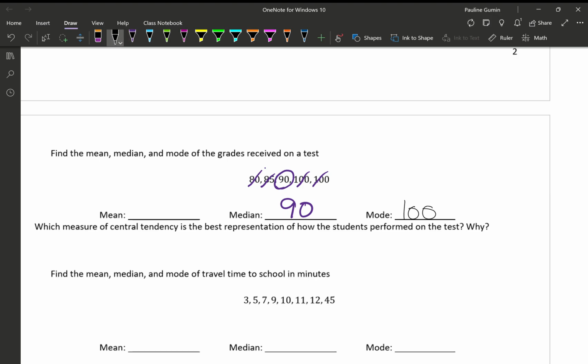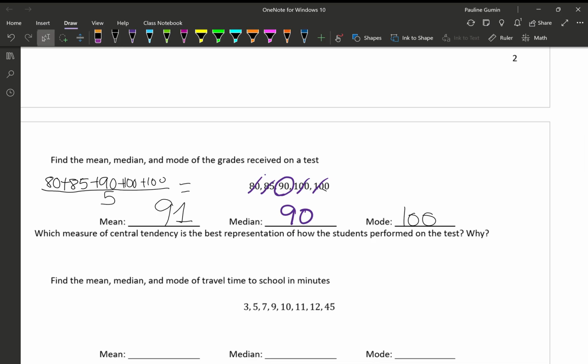Lastly, let's do the mean. In order to do the mean, we're going to do 80 plus 85 plus 90. I don't know why I wrote 95, but let's move this over here. Plus 90 plus 100 plus 100. Put that into your calculator first, click enter, and then we're going to divide it by 1, 2, 3, 4, 5 because there are 5 numbers. And that actually gives us 91.